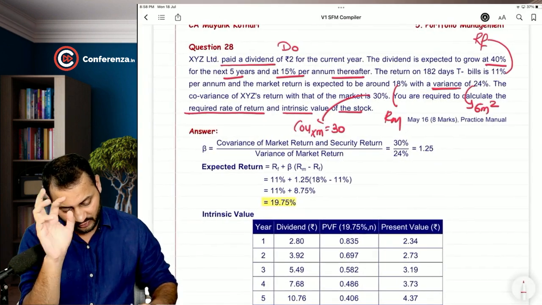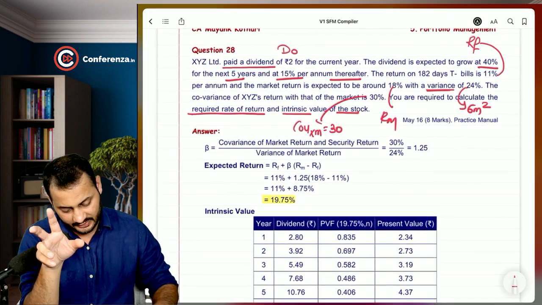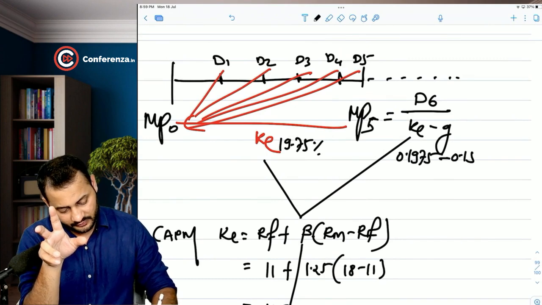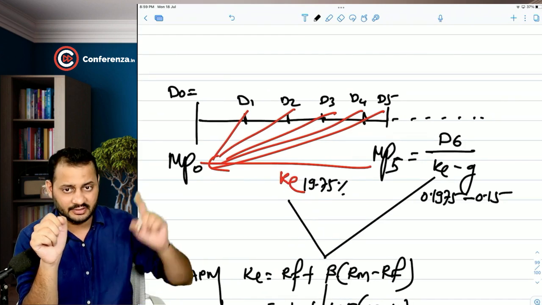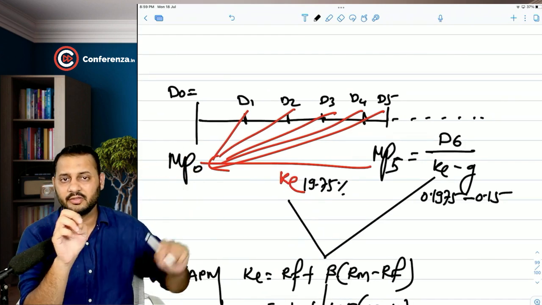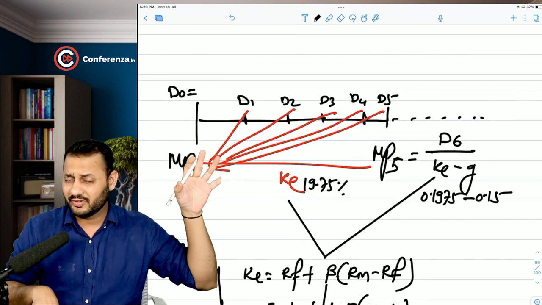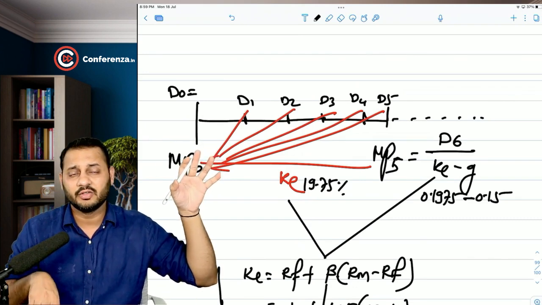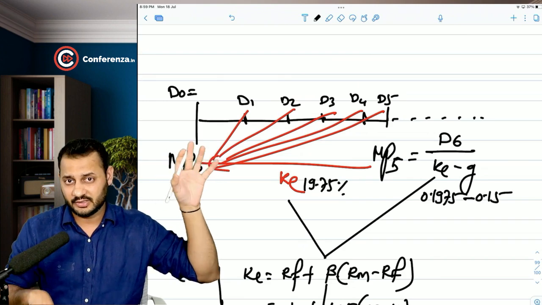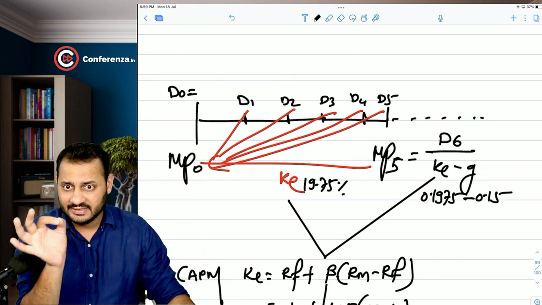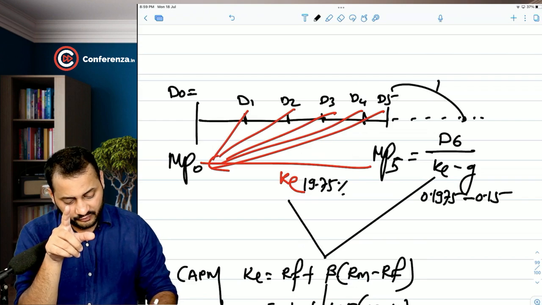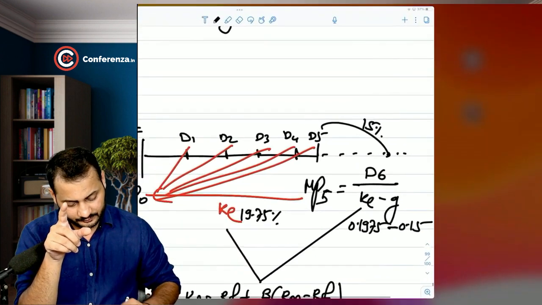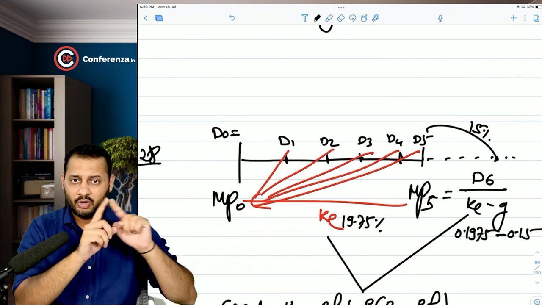See, the growth rate is 40% for the first 5 years and 15% thereafter. So 0.15. D6. For the D6, you need to increase the D0 by 40% till 5 years. Should I do this calculation now? Because we have seen lots of questions on this method. You just have to increase the dividend by 40% in each case. Then from D5 to D6, it will be a 15% increment only. And then you will get all the figures required.